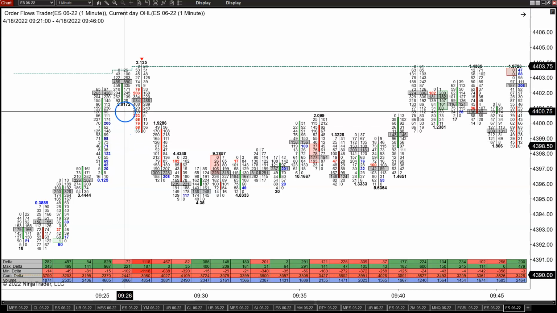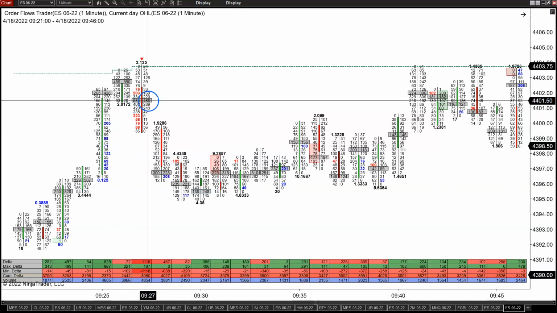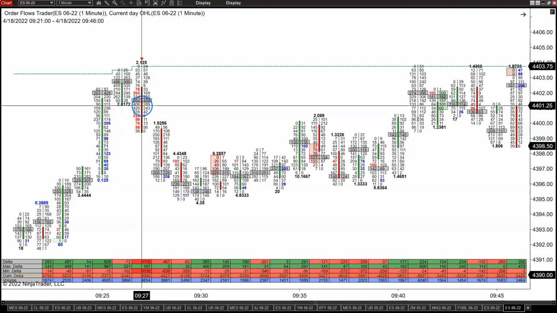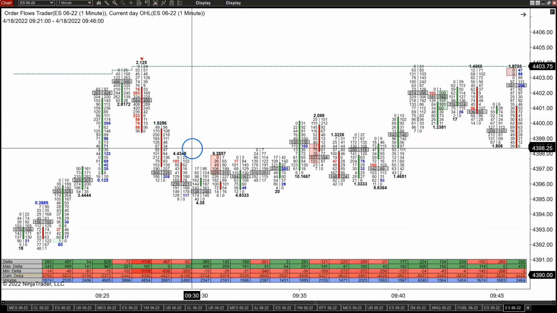Okay, so we're up here at this high. We hit a new high and we got negative delta. The first time it's negative 72, then the next time it's negative 118. That's not a good sign of a strong high, because when you hit that high, you got selling coming in. Then it comes off a little bit.